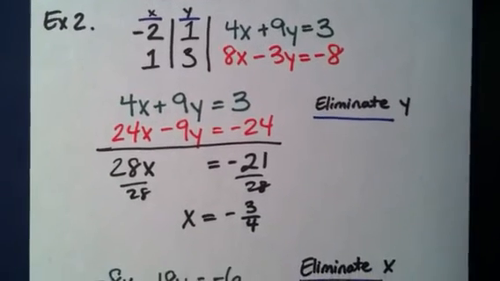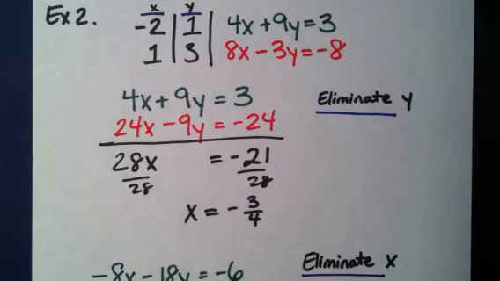My second example for the elimination method, I have 4x plus 9y equals 3 and 8x minus 3y equals negative 8. I have two sets of numbers written on the left-hand side. The first ones are negative 2 and 1.